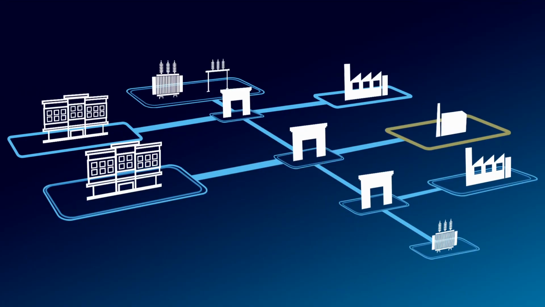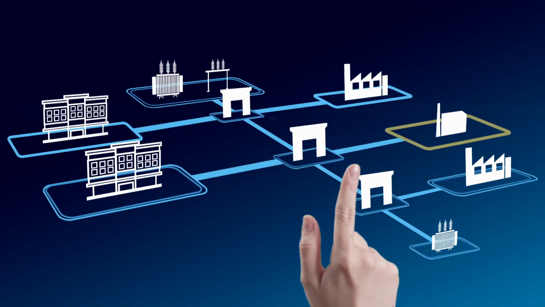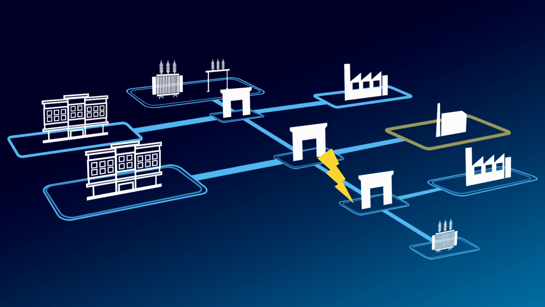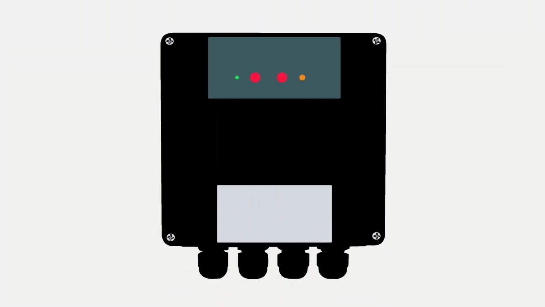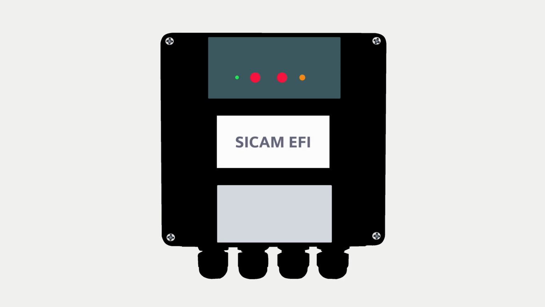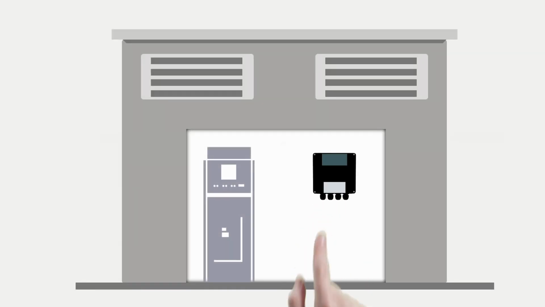Ground faults in the medium voltage cable network are among the challenges faced by distribution system operators. Locating them as quickly as possible is one of the goals. With a simple and practical solution, which offers much more than expected. With the SICAM EFI.